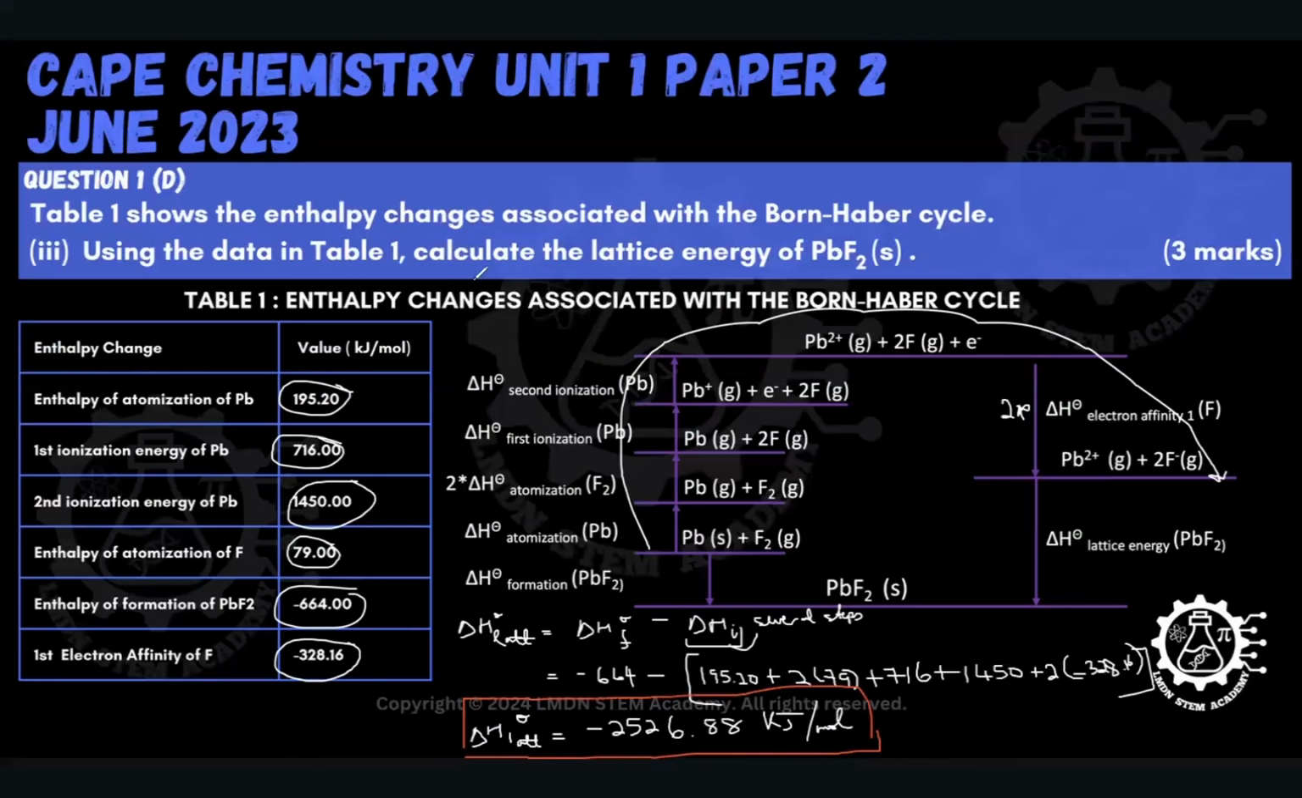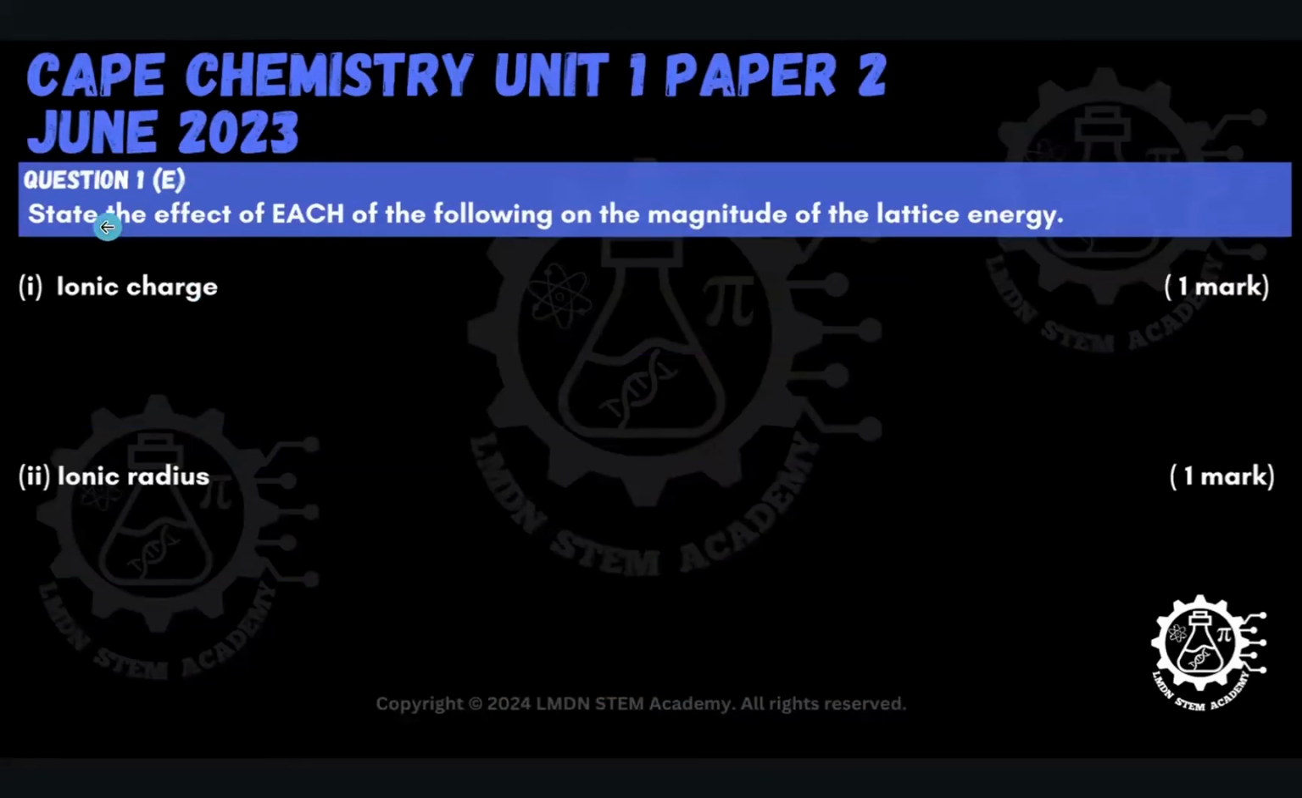All right. So moving right along, let us move on to the next question, which says, state the effect of each of the following on the magnitude, right, of lattice energy. So the magnitude of the lattice energy. So the magnitude just means how big, or how large, or how small the lattice energy will be. So that's really what they're asking us. How do these two things affect it?